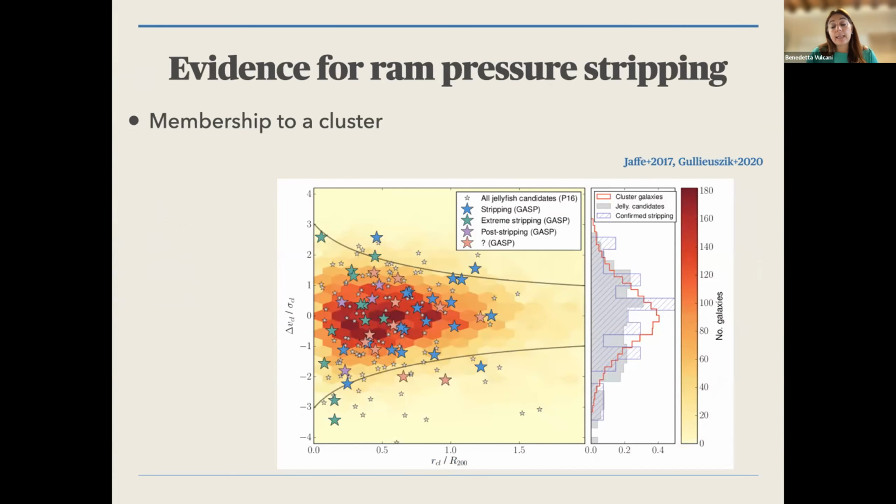So the first criterion that the galaxy must pass to be a candidate for being ram pressure stripped is being a member of a cluster or a group. Indeed, we really need a dense intracluster medium that is able to strip the gas of the galaxy. In this plot, you see on the x-axis the position of the galaxies within the cluster, and on the y-axis the ratio between the velocity of the galaxy and the velocity dispersion of the cluster. And ram pressure stripped galaxies are expected to be, according to simulation, at very high velocity on the y-axis and very close to the cluster center. And in this plot, the green stars are the galaxies that are the best candidates for ram pressure stripping. And you really see that they are located at very positive or very negative velocities and are close to the cluster center.